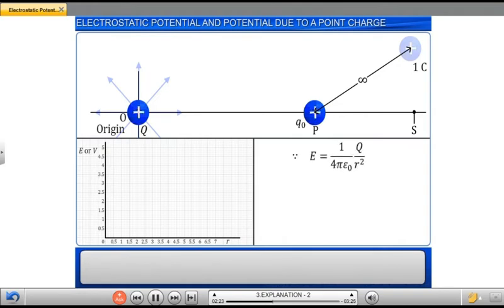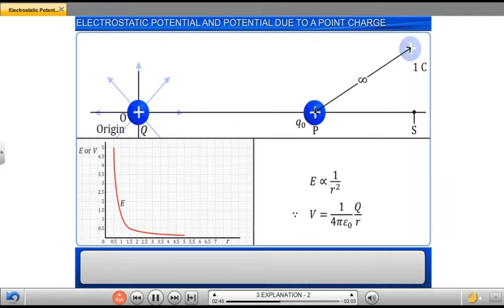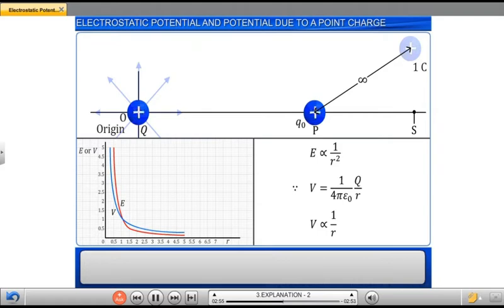We know that the electric field E of a point charge Q at a distance r from it is inversely proportional to the square of the distance r from it. The graph shows the variation of electric field E with respect to r. The electric potential V at a point in the electric field of a point charge is inversely proportional to the distance r from the charge, as seen earlier. The graph shows the variation of the electric potential V with respect to distance r from the charge.